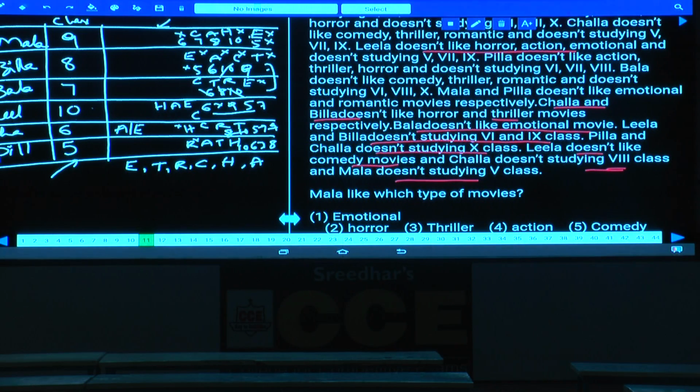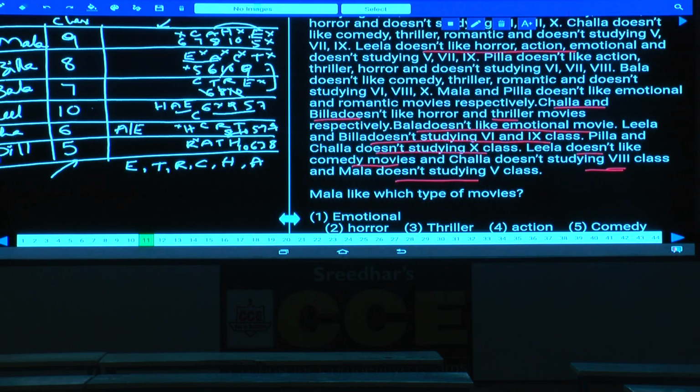The movies. Now in these movies, A and E cannot be at this place, E cannot be here, A cannot be here and so on. A and E cannot be here, and E cannot be at this place. And what is the information here?